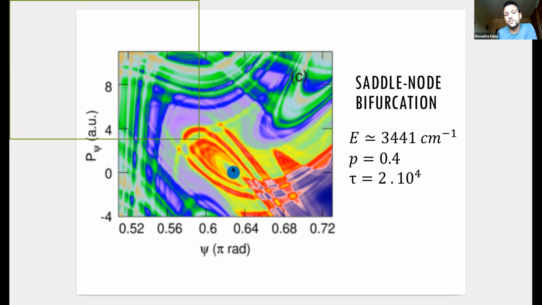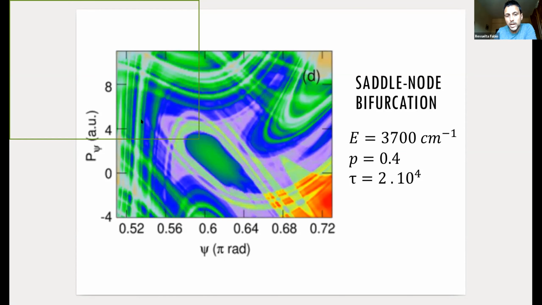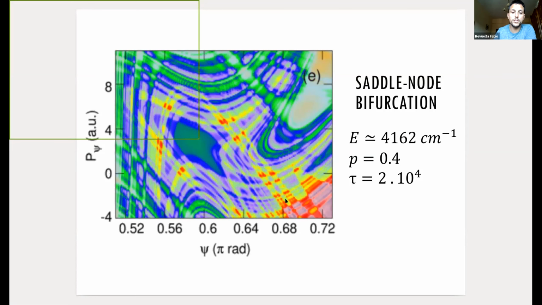If you increase the energy further, you can really see this structure that I just mentioned. So this is the stability island, and here in the middle somewhere should be the stable periodic orbit, and here at some point is the unstable one. If we increase the energy a little bit more, we've got the same picture. This is again the stability island that has moved leftwards, while the unstable periodic orbit has moved rightwards.